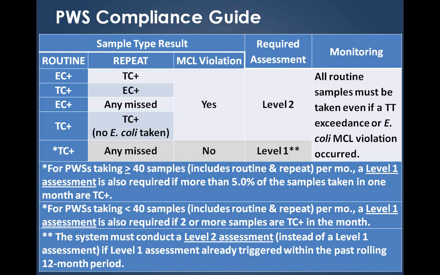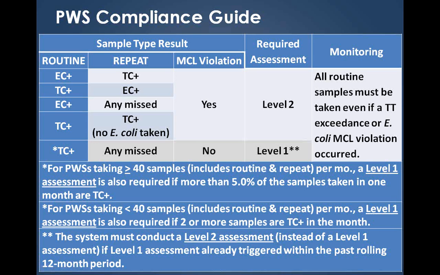All right, so the last thing I want to point out here, and this is where we're going to tweak the slide for the future, is that under the monitoring, it's really important, this is a change under RTCR, and we want to be really clear about it: once one of these thresholds has been passed, so that you have an E. coli violation, or you're triggering a level 1 assessment or a level 2 assessment, that doesn't mean you get to stop doing the monitoring that's required with the RTCR, your monthly routine samples. You still have to take the monthly routine samples, and in fact, you still have to take the repeat samples that would be required if any of these routine samples have a total coliform positive.